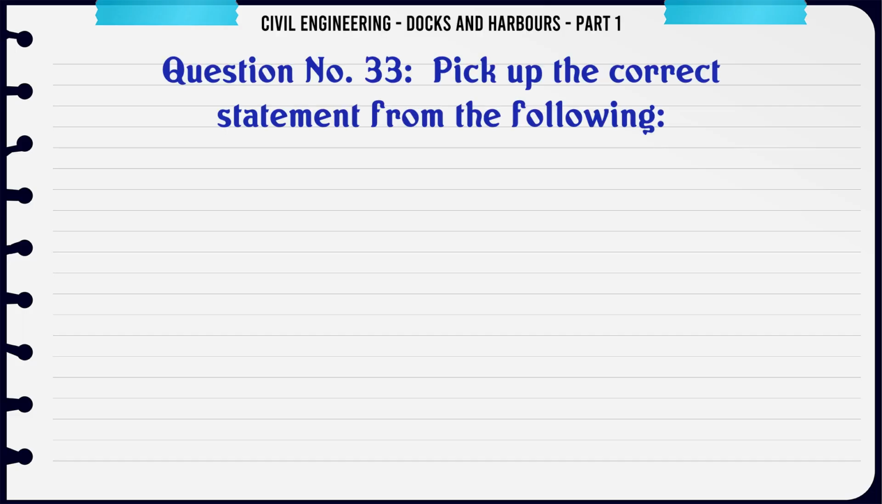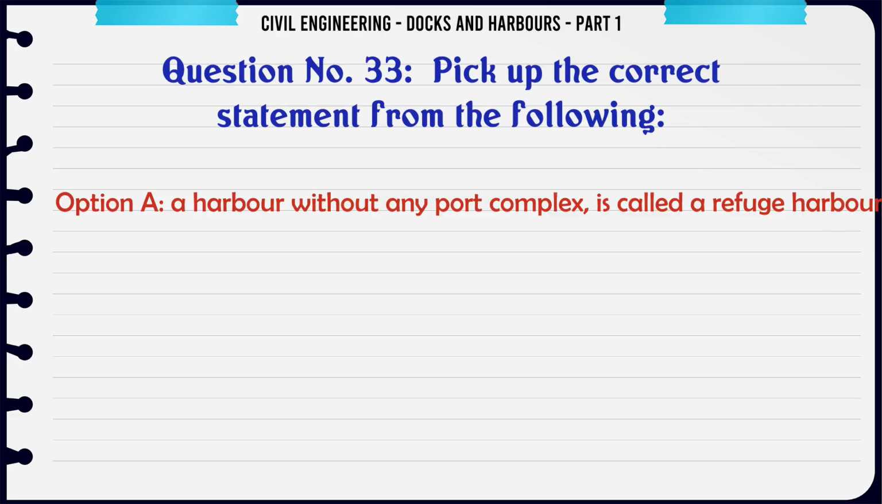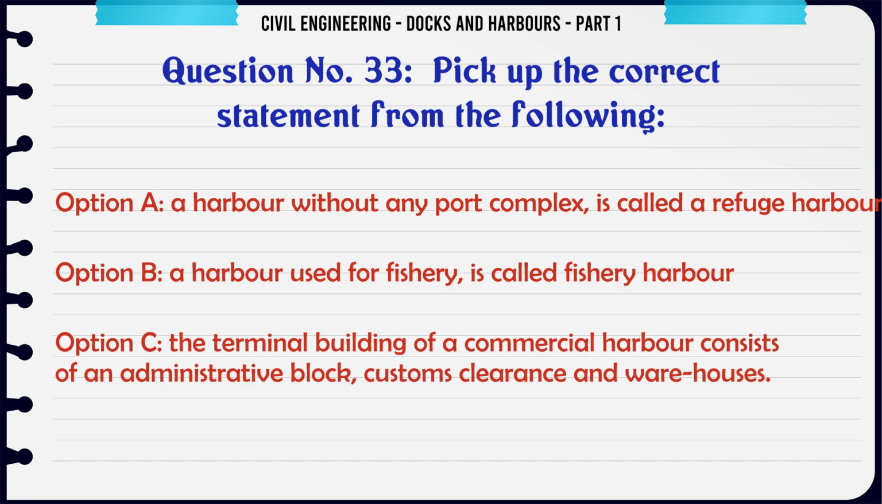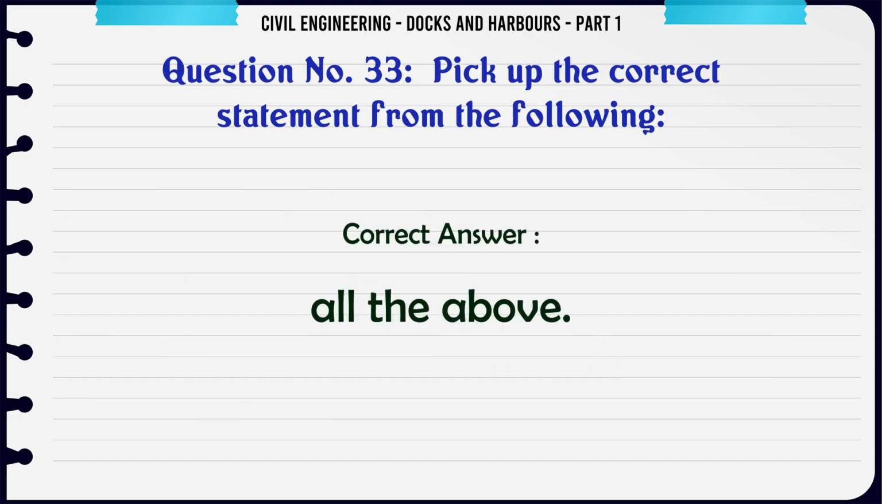Pick up the correct statement from the following. A. A harbor without any port complex is called a refuge harbor. B. A harbor used for fishery is called fishery harbor. C. The terminal building of a commercial harbor consists of an administrative block, customs clearance and warehouses. D. All the above. The correct answer is all the above.